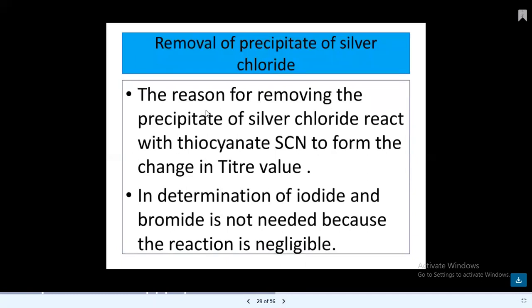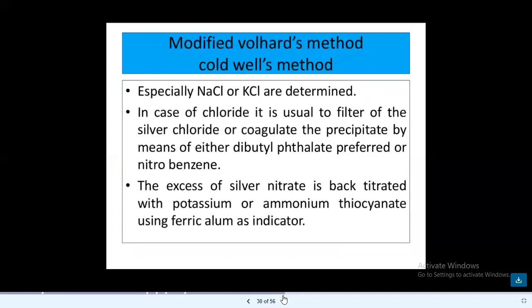First thing, the reason for removing the precipitate of silver chloride is that it can react with thiocyanate and change the titer value. We have already removed the silver chloride from there. And second one, in determination of iodide and bromide, it is not needed because the reaction is negligible. It is only for that of a chloride ion. In chloride, the stability constants of both are almost the same. That is why, but not with that of iodide or bromide. There it is not needed. Especially for chloride determination.